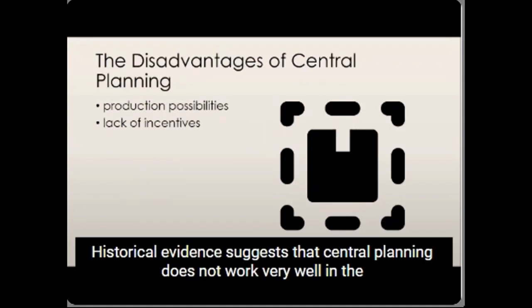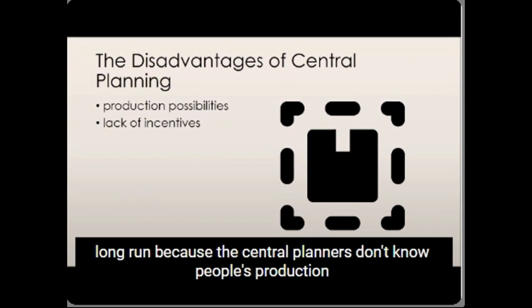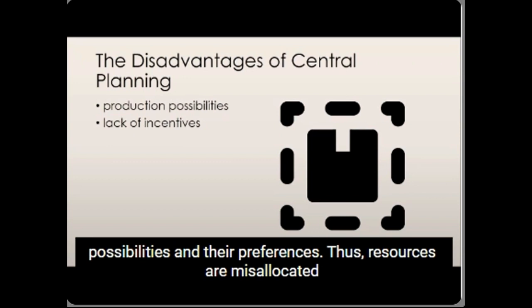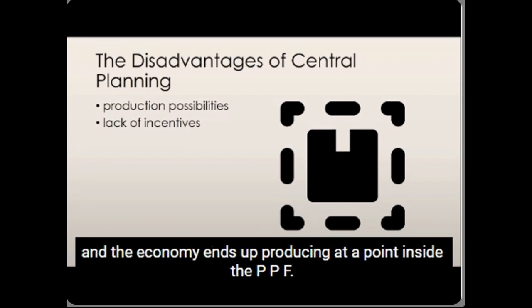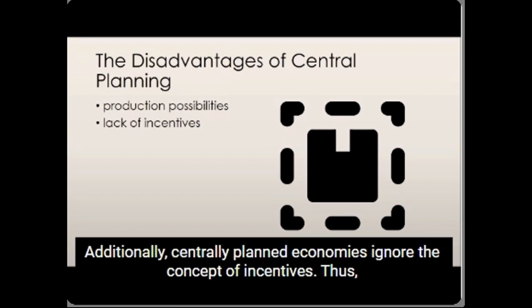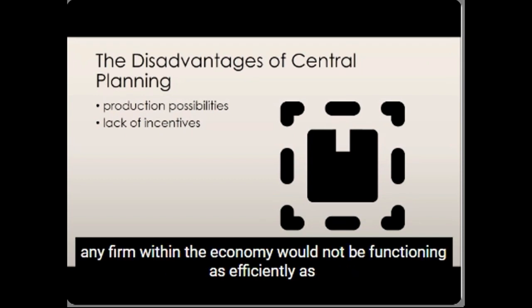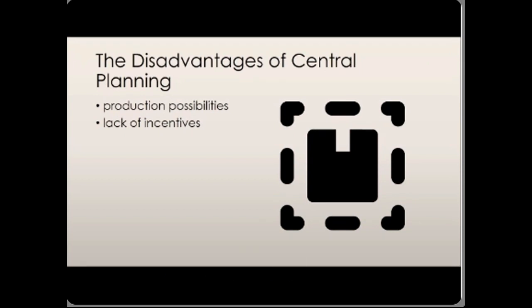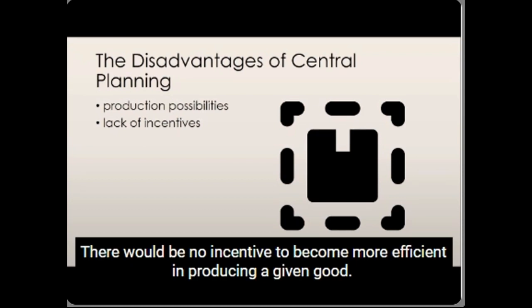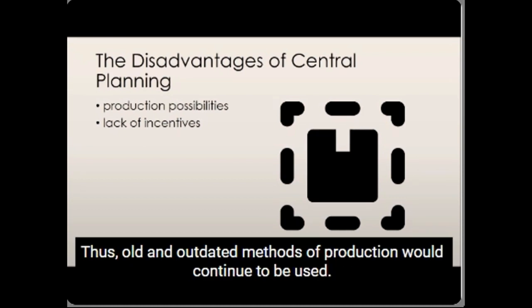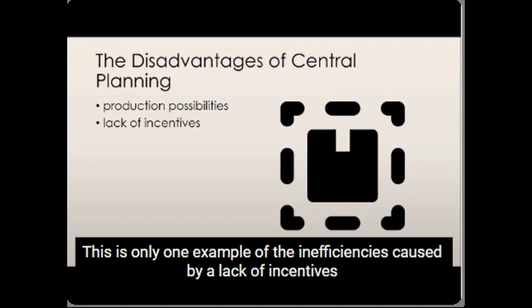Historical evidence suggests that central planning does not work very well in the long run because the central planners don't know people's production possibilities and their preferences. Thus, resources are misallocated and the economy ends up producing at a point inside the PPF. Additionally, centrally planned economies ignore the concept of incentives. Thus, any firm within the economy would not be functioning as efficiently as possible. There would be no incentive to become more efficient in producing a given good. Thus, old and outdated methods of production would continue to be used. This is only one example of the inefficiencies caused by a lack of incentives.